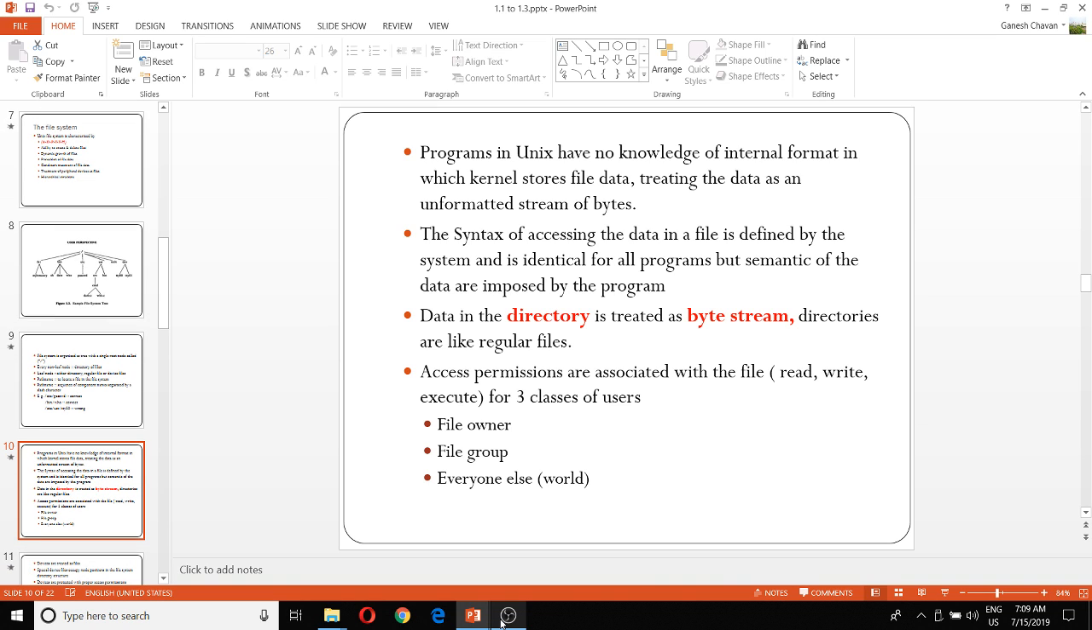Programs in Unix have no knowledge of internal file format in which kernel stores file data, treating the data as an unformatted string of bytes. The syntax of accessing the data in a file is defined by system and is identical for all programs, but semantic of the data are imposed by the program. Data in the directory is treated as byte string. Directories are like regular files. Access permissions are associated with read, write, and execute for three classes of users. First is file owner, then file group, and everyone else, the world.